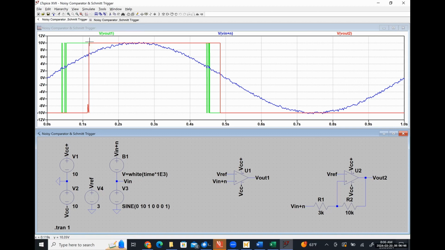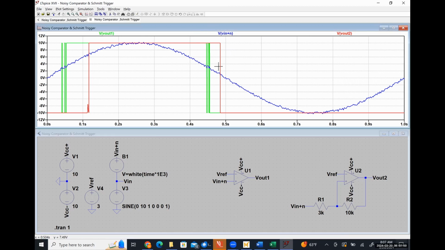But once it gets locked into its state, once we exceed what's called the upper trigger limit, the output of our circuit is going to stay high. And once we get lower than what's called our lower trigger limit, our output is going to stay low. And the values of these upper and lower trigger limits are dependent on this resistor network.